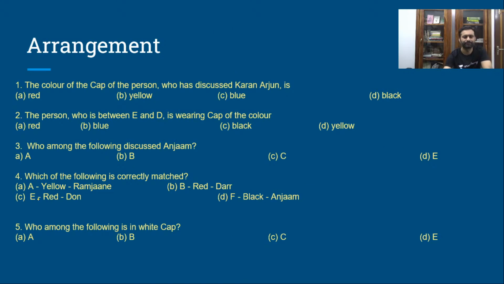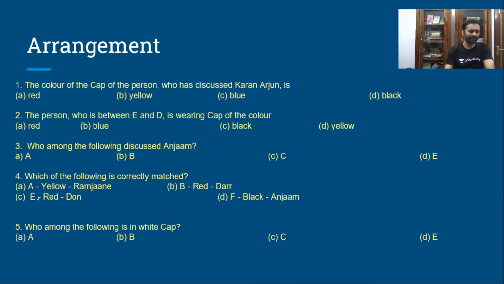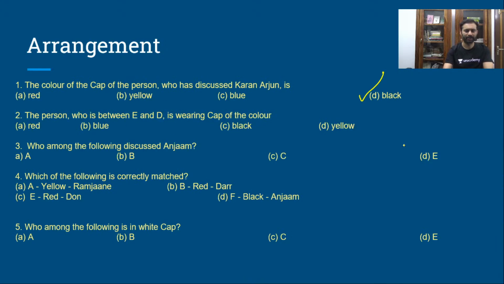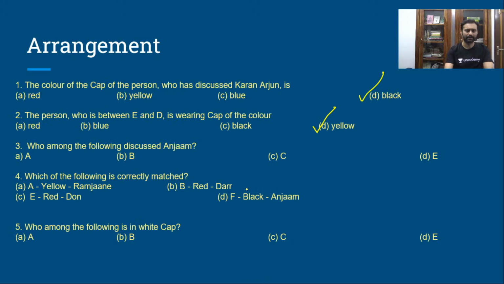Now we can answer. The color of the cap of the person who is black. Black. So the person who is between E and D, wearing cap of color, between M and E. One question: who among the following? Then which of the following is matched?